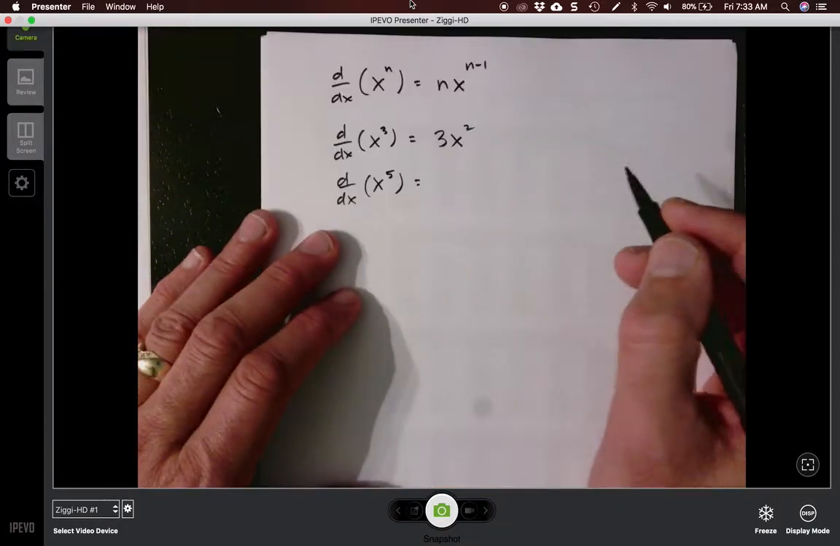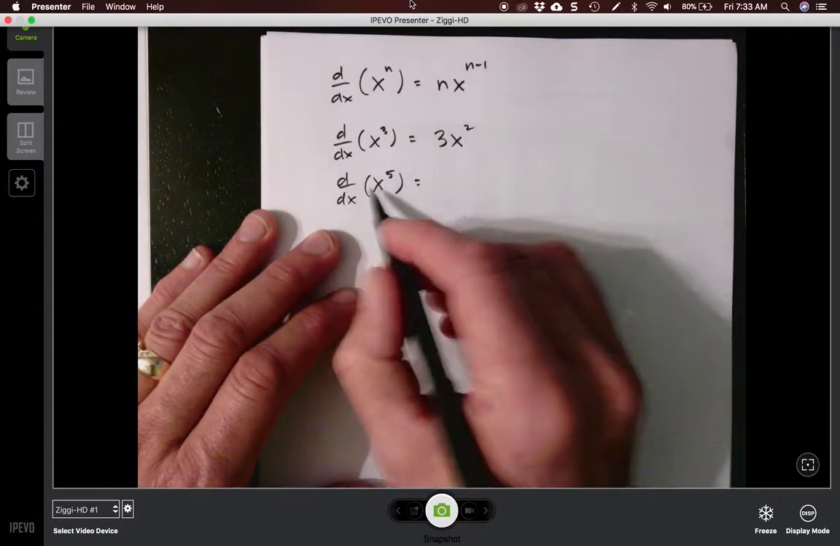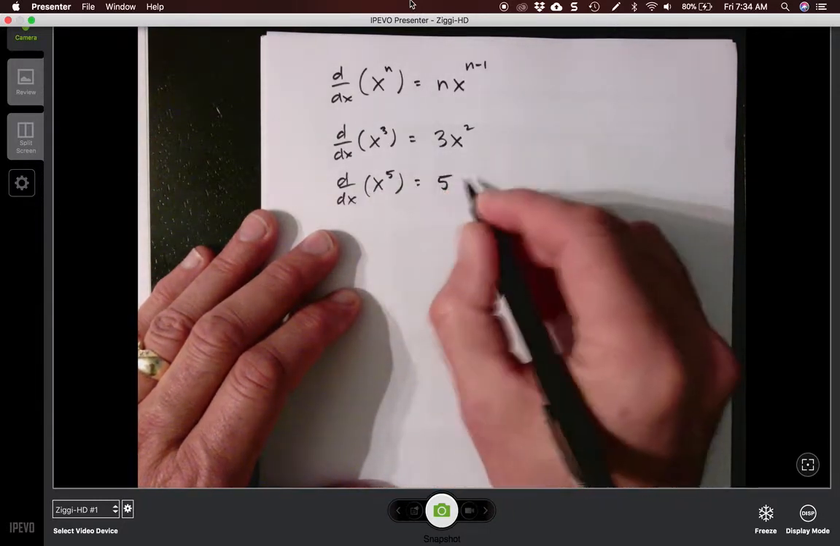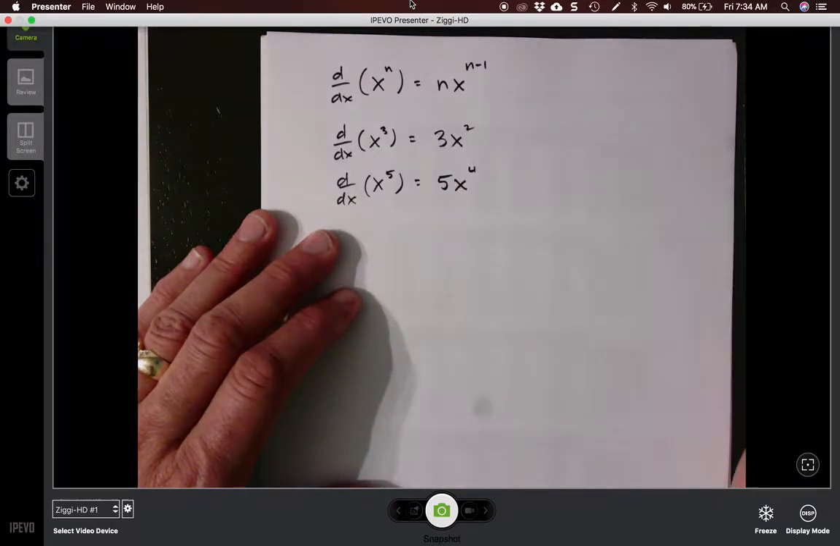If I wanted to find the derivative with respect to x of x to the fifth power, I don't have to go through the definition of the derivative and take x plus h to the fifth power. I can just pull down the 5, raise that to the fourth power, and I'm done.